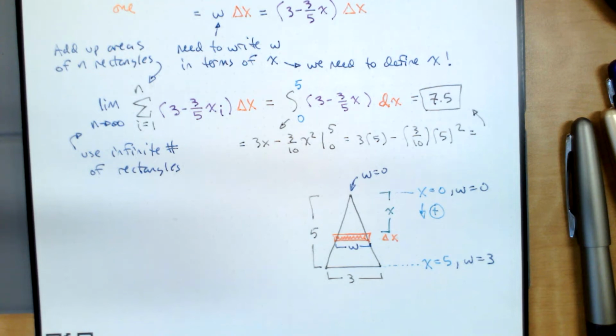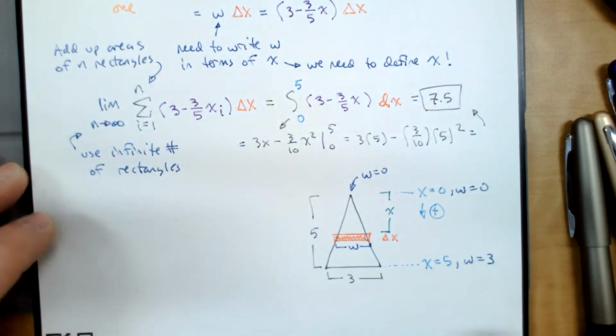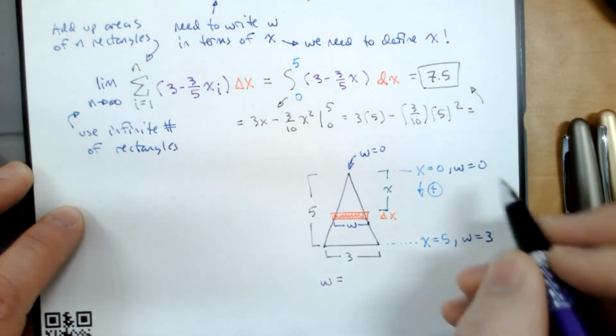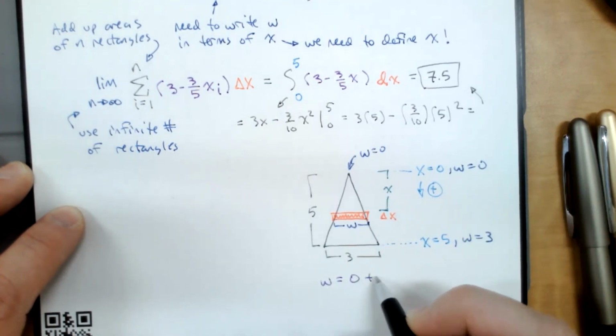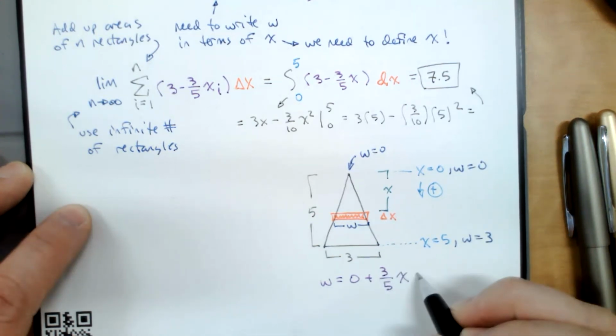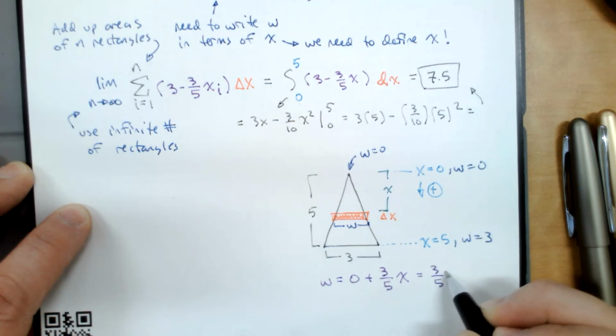But notice that in this case, the width started off at 0 and increased to 3. So we are changing the sign of the slope. So here, the width will be starting off at 0 and increasing by 3 in 5 units. We would just write 3/5 x.